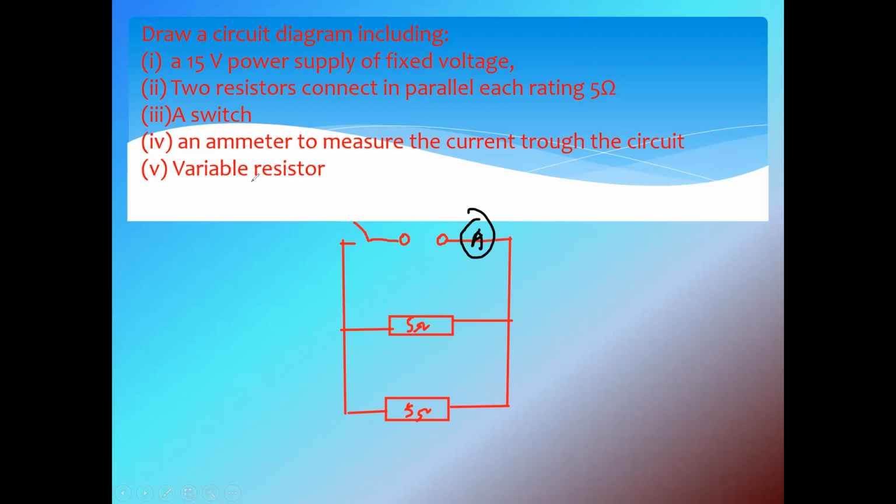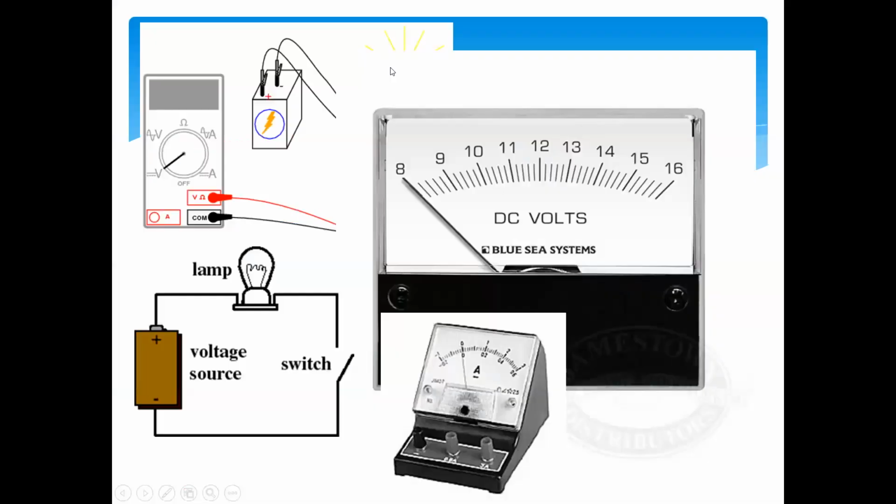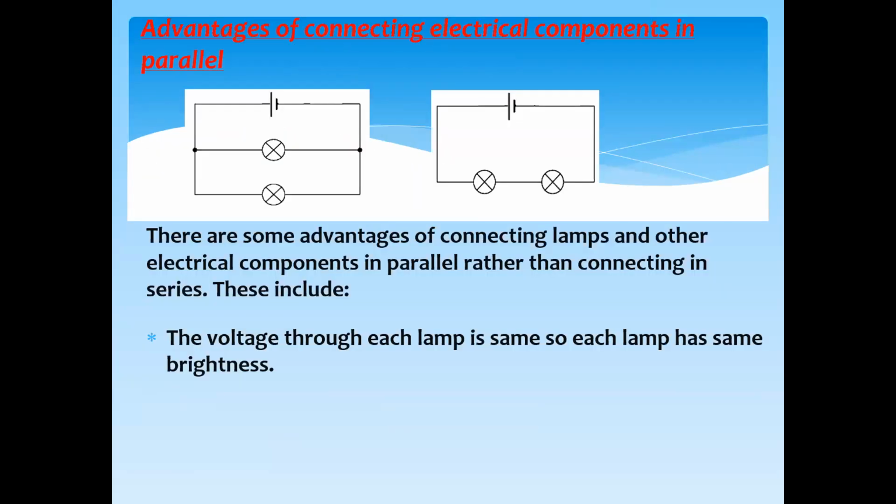Then there should be a variable resistor also connected, which can change the voltage. So a variable resistor to change the voltage. This is the circuit symbol for a variable resistor, a rectangular box and then an arrow, which can change the voltage or current in the circuit. So this was about electrical circuits.